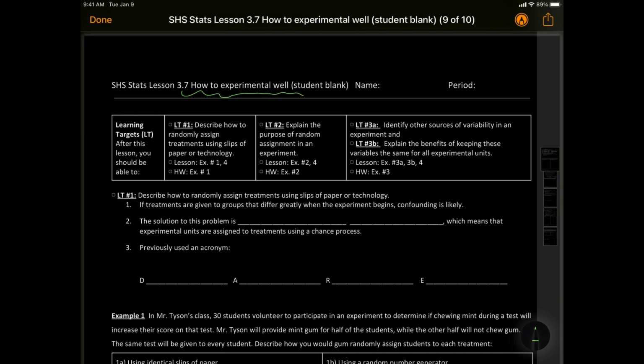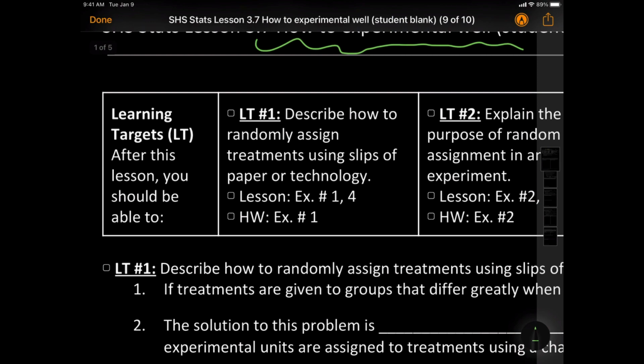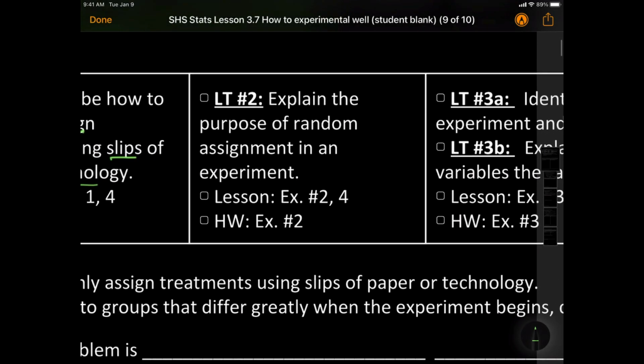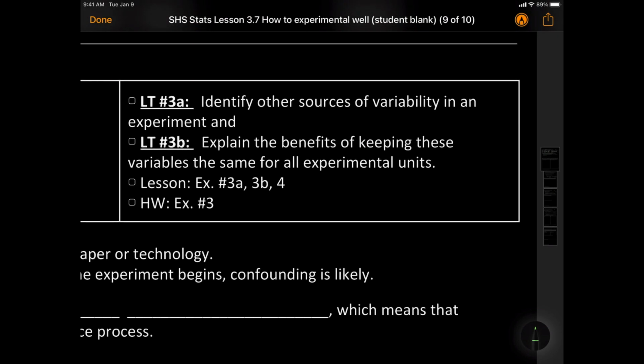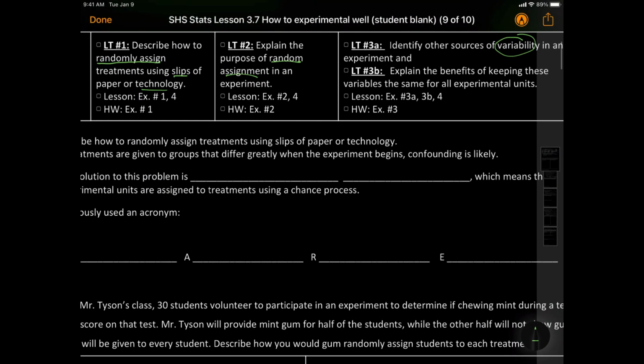After this lesson, you should be able to, learning target number 1, learn how to randomly assign treatments using paper and technology. Learning target number 2, explain the purpose of random assignment. Why do we actually use random assignment? Learning target number 3 is broken into 2. Learning target 3A, identify other sources of variability in your experiment. Remember, this is why is there spread or different numbers. And learning target 3B, explain the benefits of keeping these variables the same for all experimental units.